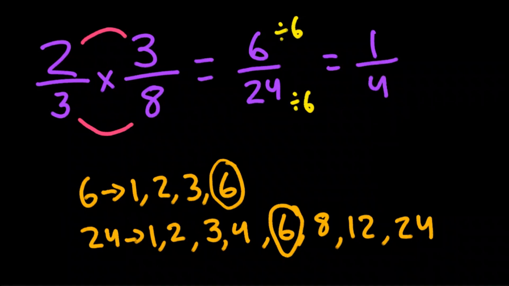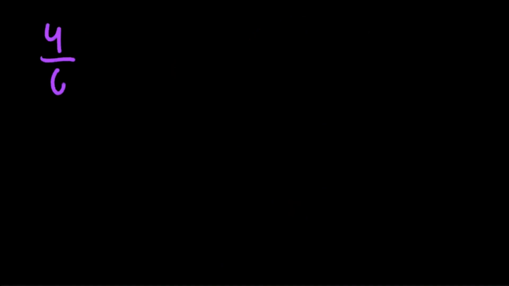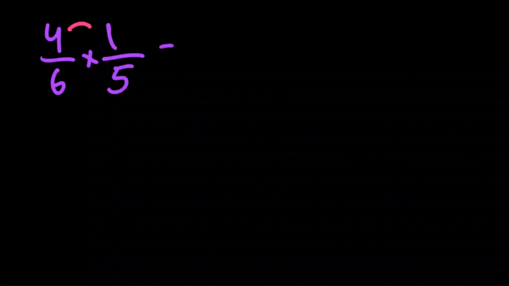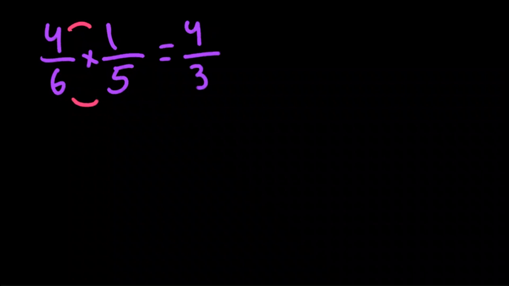Let's solve another problem. 4 over 6 times 1 over 5. First, we multiply the numerators, which gives us 4. Then we multiply the denominators, which gives us 30. Now we can reduce this fraction by finding the greatest common factor of 4 and 30.